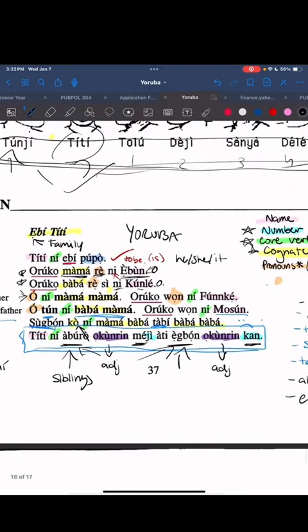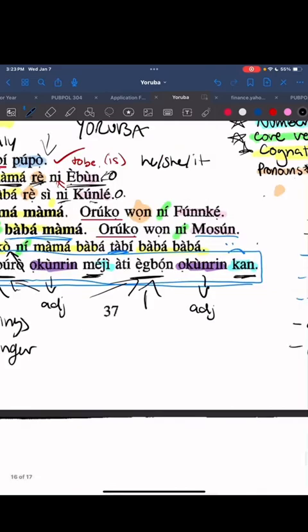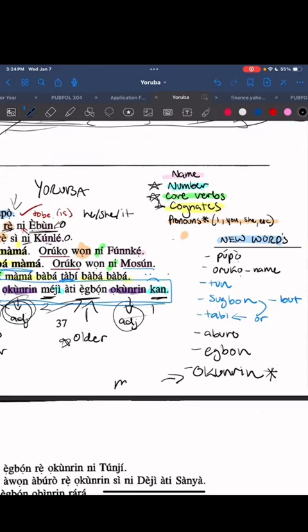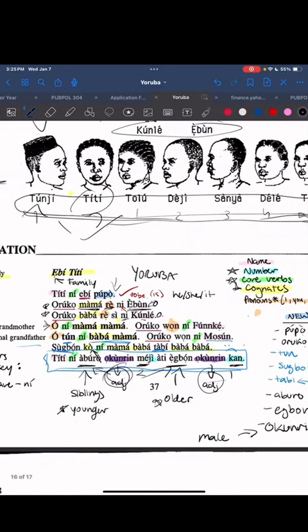So reading this, I'm seeing, okay, Titi has a lot of family. Maybe that's what pupo means. His mom's name is Ebun. His dad's name is Kunle. He's got a grandma and a grandpa on his mom's side, but not on his dad's side. And then he has 2, and just so that y'all know, especially those who are trying to learn Yoruba, aburo is younger sibling. Egbon is older. Okuri means male. So this is basically saying Titi has 2 younger brothers and 1 older brother.